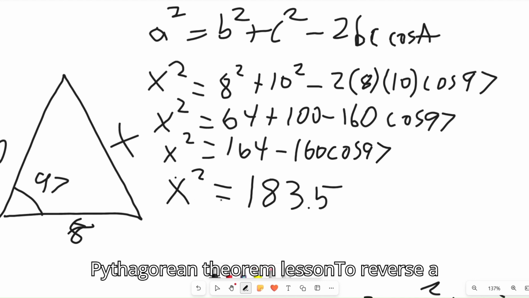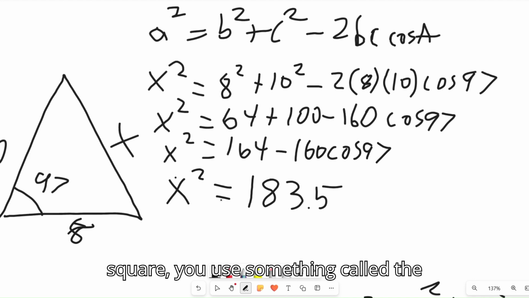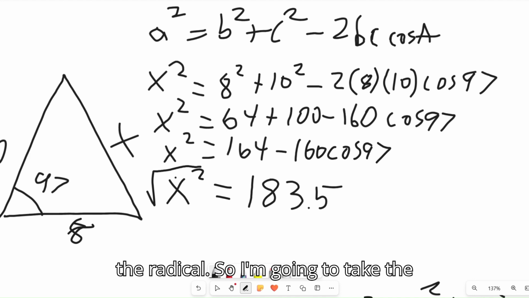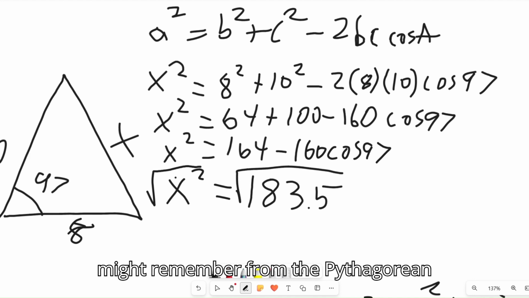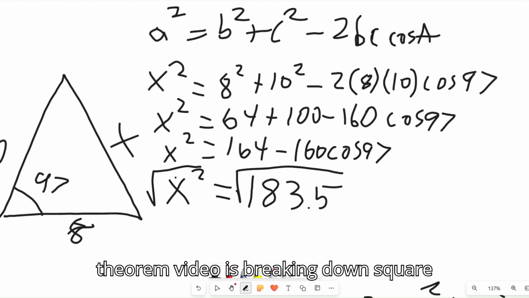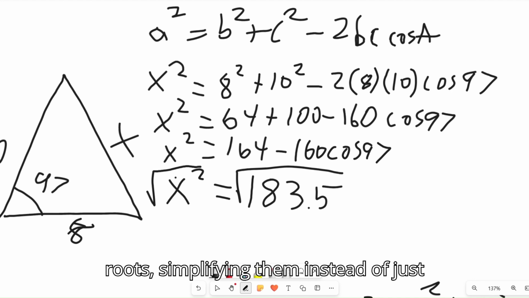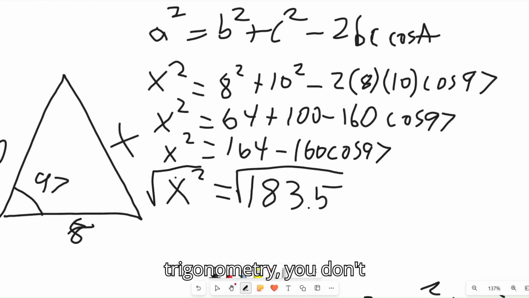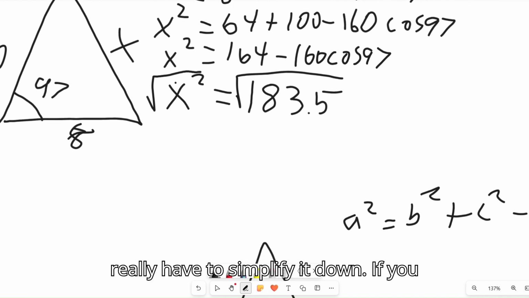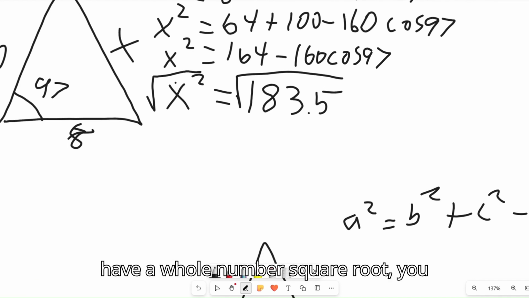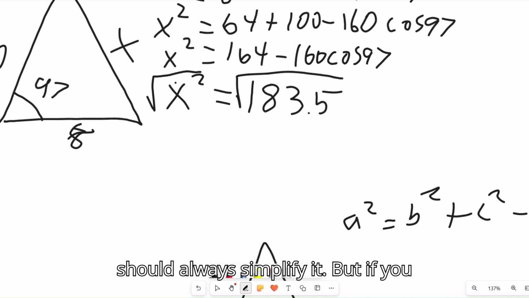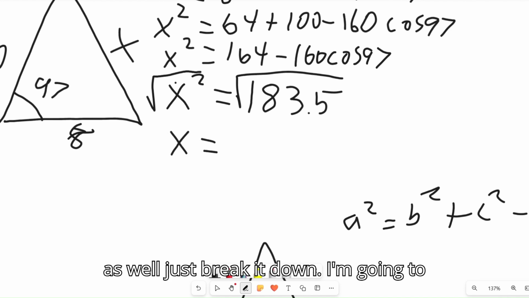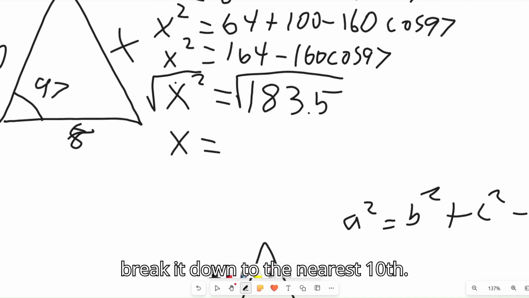And if you remember from the Pythagorean theorem lesson, to reverse a square, you use something called the square root, which looks like this, or the radical. So then we take the radical of this. Another thing you might remember from the Pythagorean theorem video is breaking down square roots, simplifying them instead of just doing the square root. Well, in the law of sines and cosines and most trigonometry, you don't really have to simplify it down. If you have a whole number square root, you should always simplify it. But if you have a decimal, at that point, you might as well just break it down. I'm going to break it down to the nearest tenth.